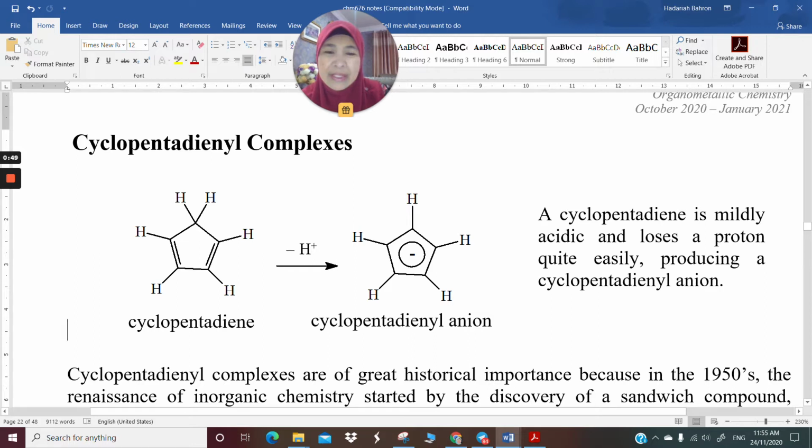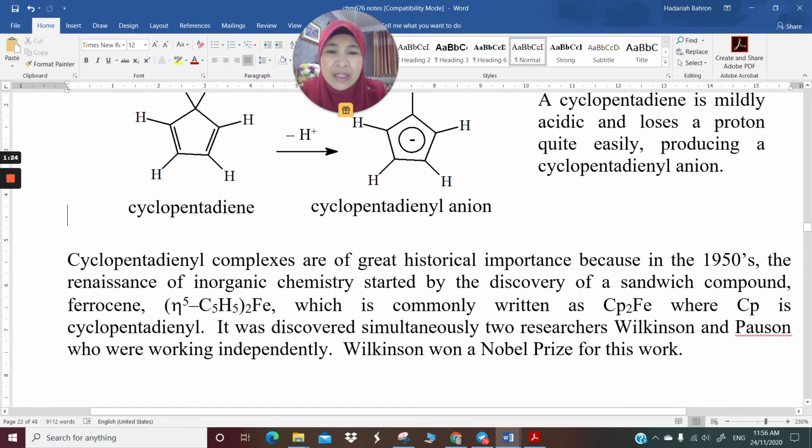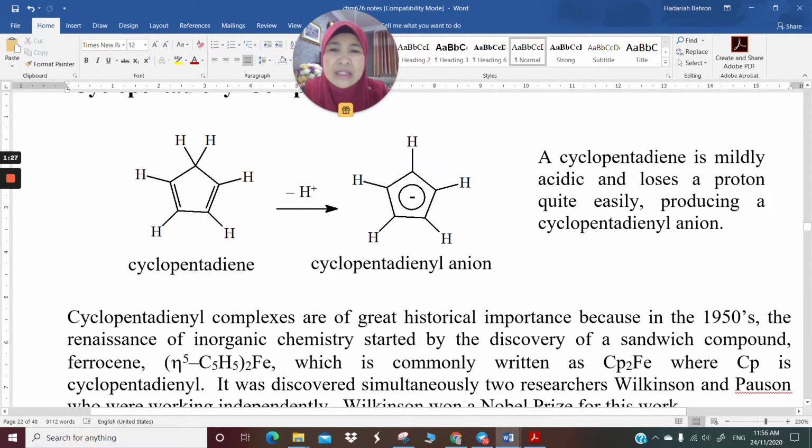Now, this is the cyclopentadienyl anion, which is actually derived from the diene, cyclopentadiene. So when cyclopentadiene loses one of the protons at the top here, either this one or that one, it will have reached aromaticity, C5H5. Cyclopentadiene is mildly acidic and loses a proton, producing the cyclopentadienyl anion. Sometimes this is called Cp, given the symbol Cp.